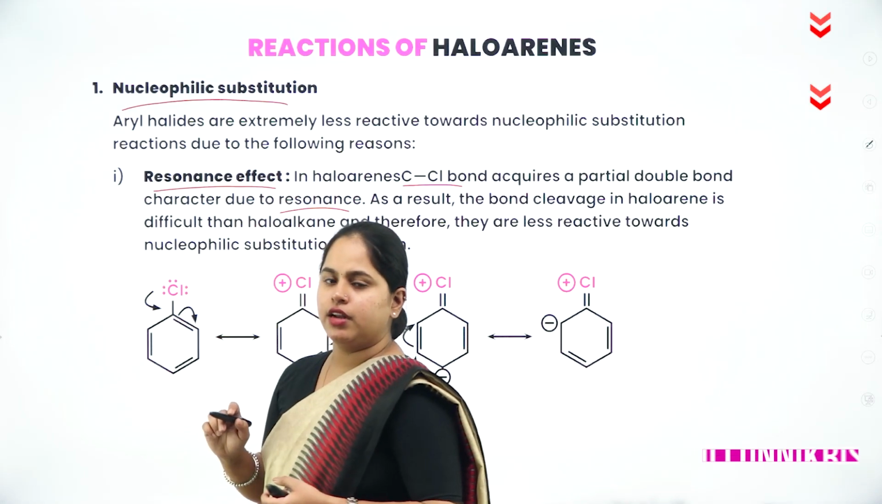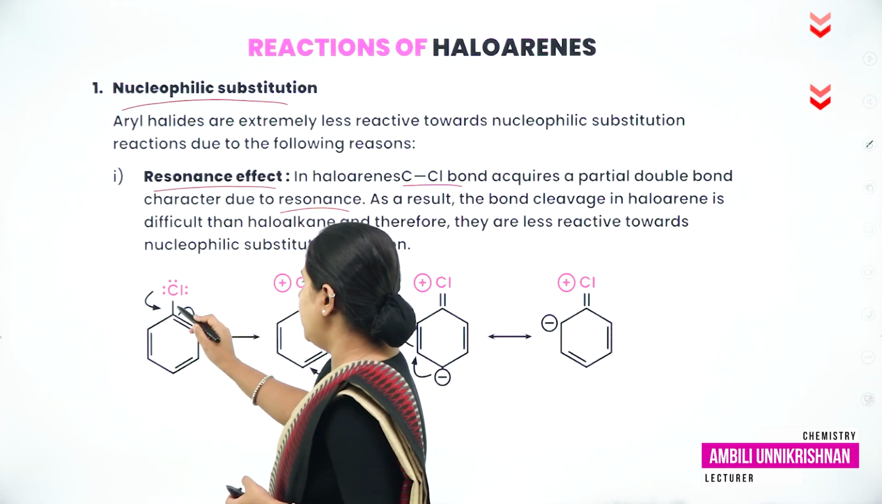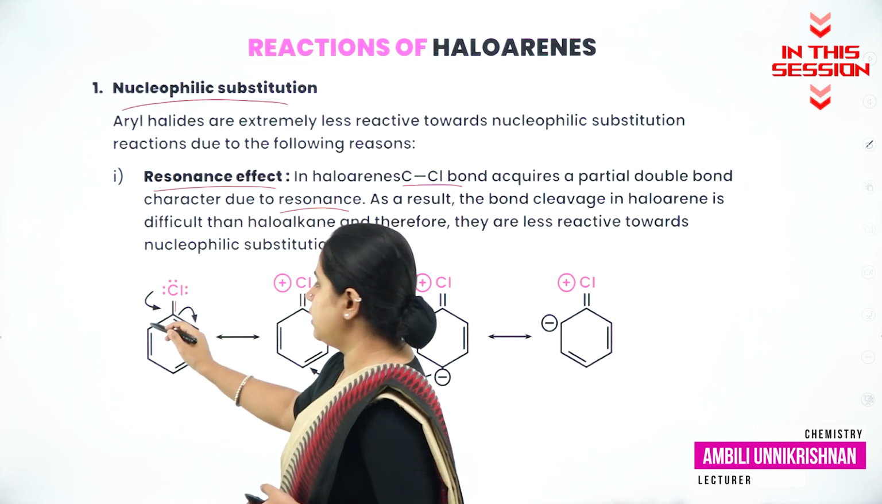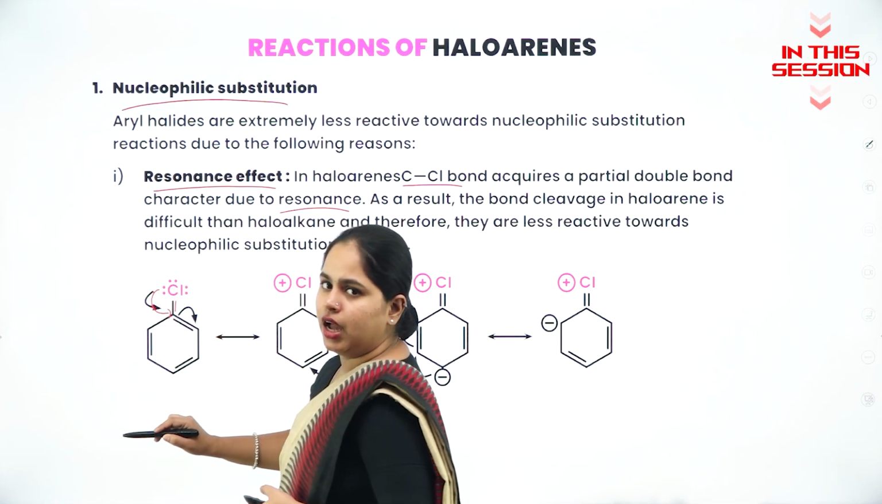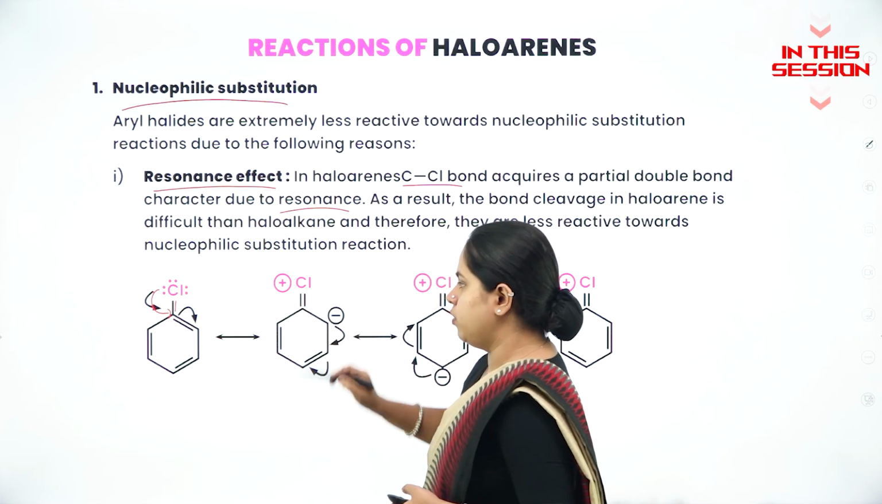In chlorine, there will be three lone pairs, right? One electron is forming a bond here and the other three will be lone pairs. Now this one lone pair will be shifted here, and what happens? The double bond will be formed here.